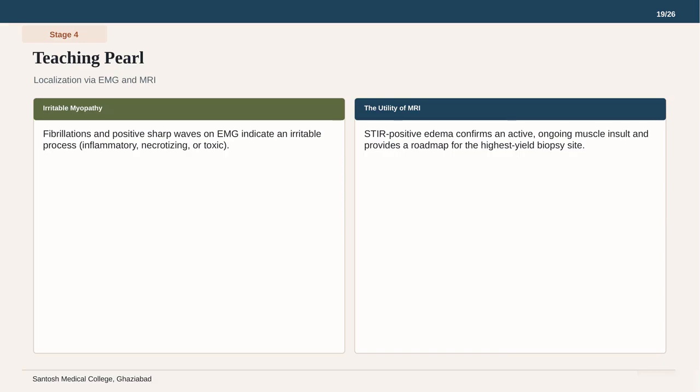On the right, the utility of MRI is highlighted. STIR-positive edema is a powerful tool because it confirms that the muscle insult is active and ongoing. It also acts as a roadmap for the surgical team, helping them identify the highest yield site for a biopsy. By combining these two modalities, we can be much more confident in our diagnosis, even when blood tests are inconclusive. This objective evidence was the final step needed before moving to a definitive tissue diagnosis. Let us look at how we synthesize these findings into two distinct frames.